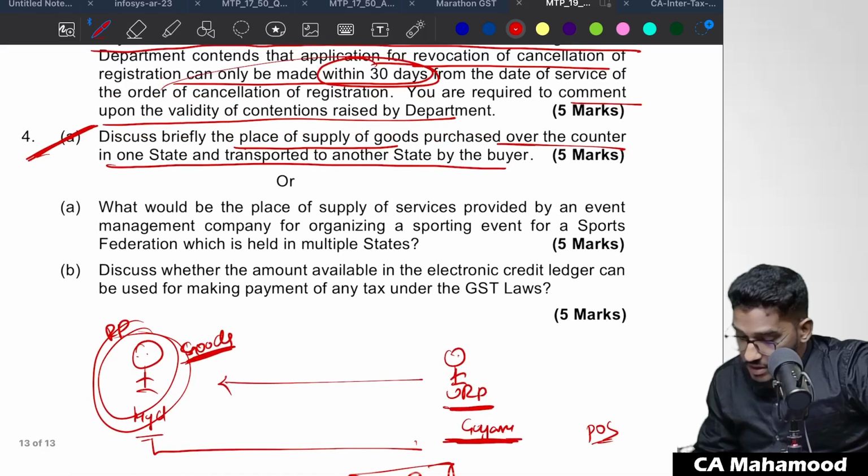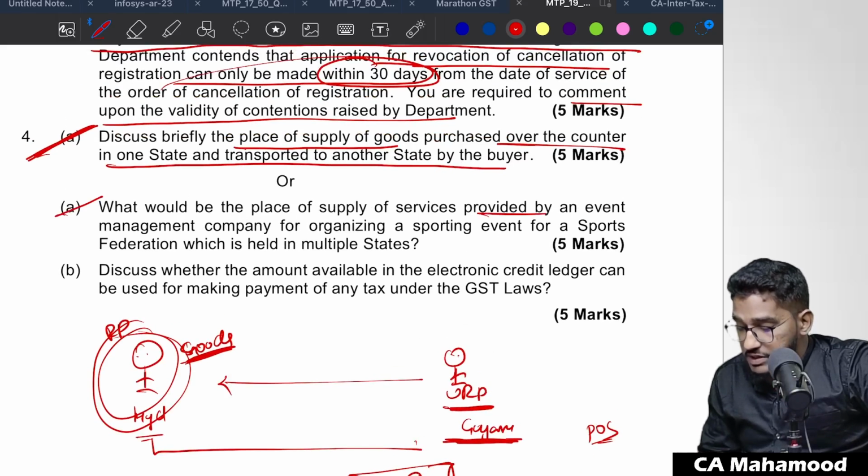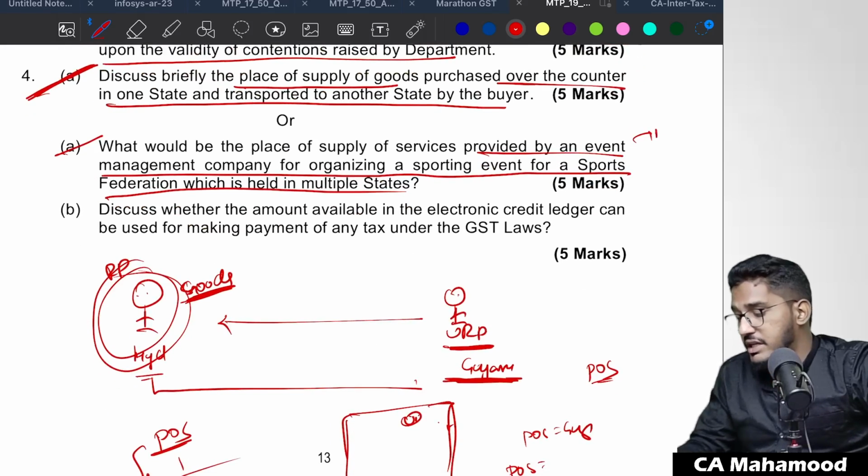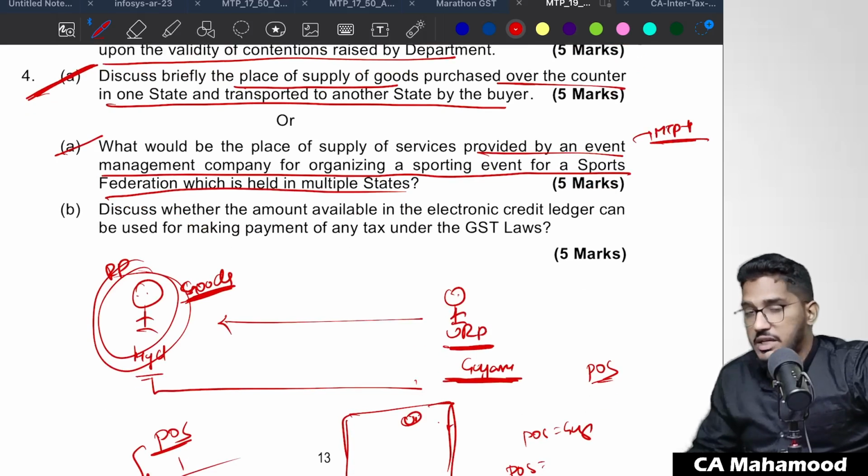Next question. What would be the place of supply of services provided by an event management company for organizing a sporting event for a sports federation which is held in multiple states? Same question is there in MTP1 also. We have even recorded that in the MTP1 as well.